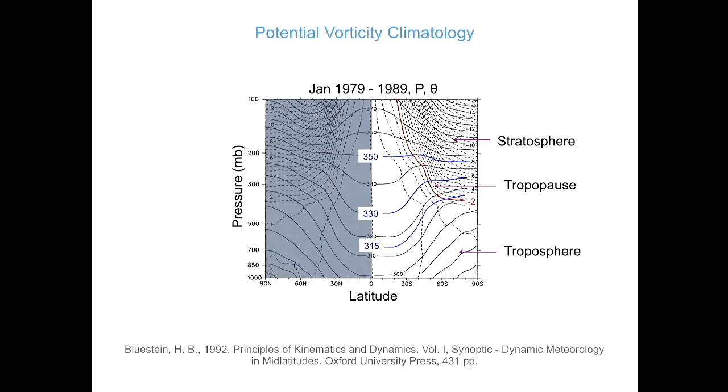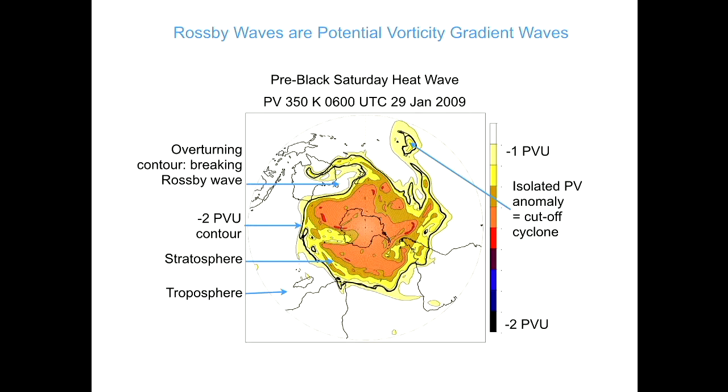Where I'm in the stratosphere, I expect it to be large and negative. Where it's in the troposphere, I expect it to be small and negative. And this black line is the boundary between the troposphere and the stratosphere. It's wiggly, as you'd expect. The colours here mean that they're large and negative, and the whites mean that it's small and negative.